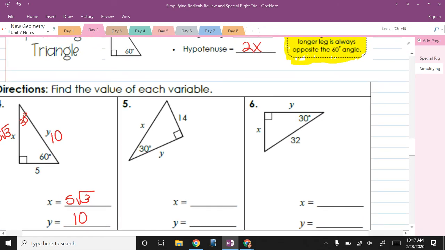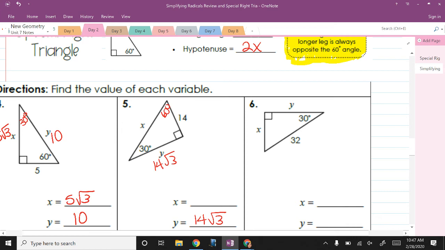Number 5 here is a 30, 60, 90 right triangle. So that 14 that they gave me, is that the short leg, the long leg, or the hypotenuse? Short leg. Now what's the long leg? X or Y? Y is the long leg, because this is a 60-degree angle up there. You need to label that. So how do I get Y? 14 radical 3. Yeah, it's 14 times radical 3. So that's Y. So make sure when you put it in the blank, you put it for the right variable.